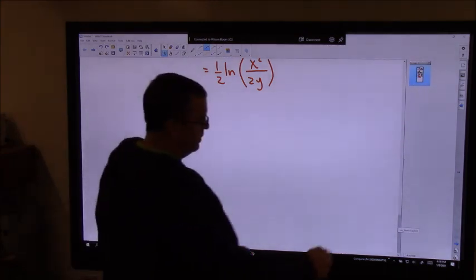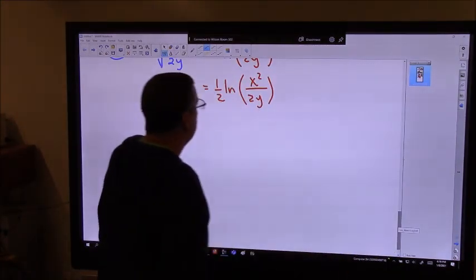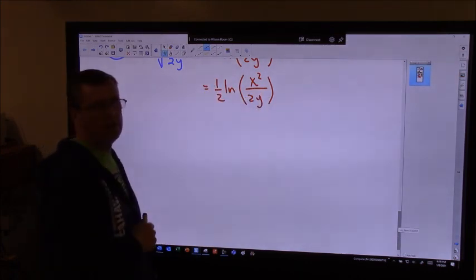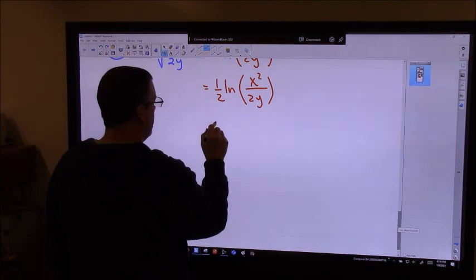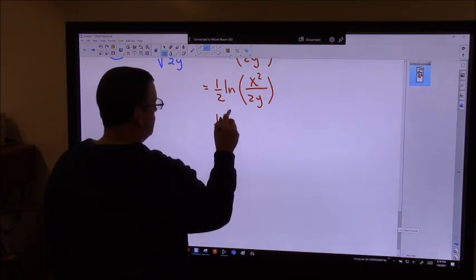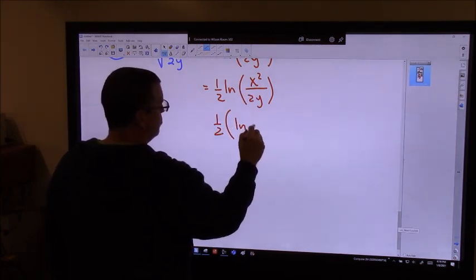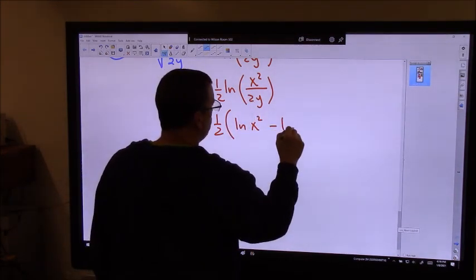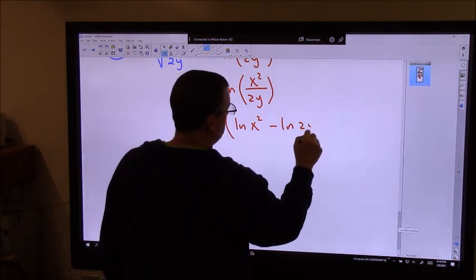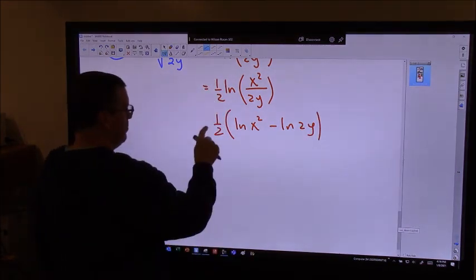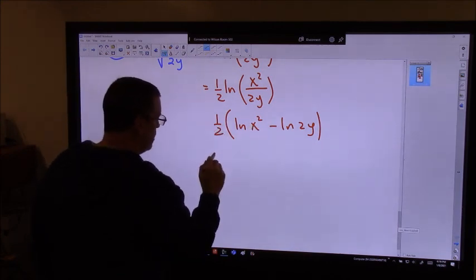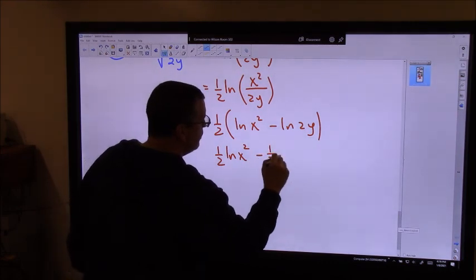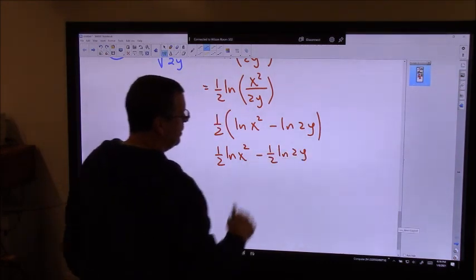All right, and the other thing I've got to be careful of here is, as I expand this, I've got to remember it's 1/2 times everything that this becomes. So I've got 1/2 times the natural log of x squared minus, because we're dividing, the natural log of 2y. And then I'm going to distribute this 1/2 to each of those. So 1/2 natural log of x squared minus 1/2 natural log of 2y.